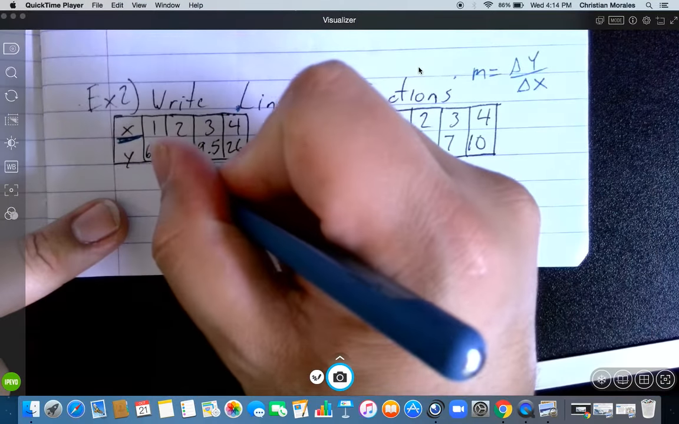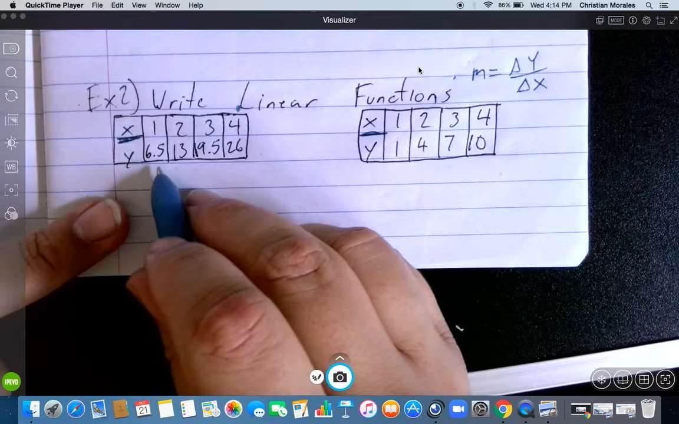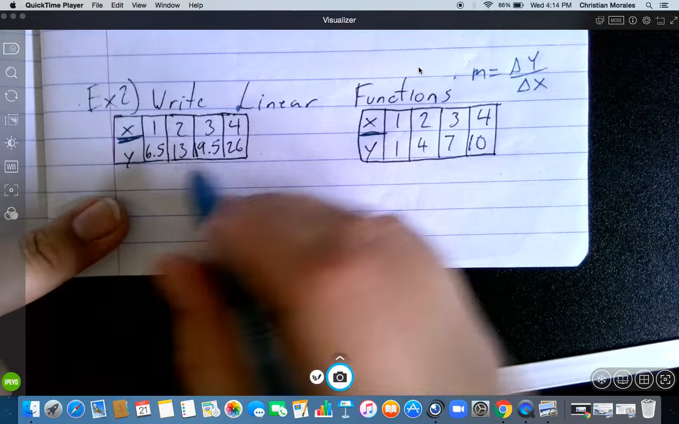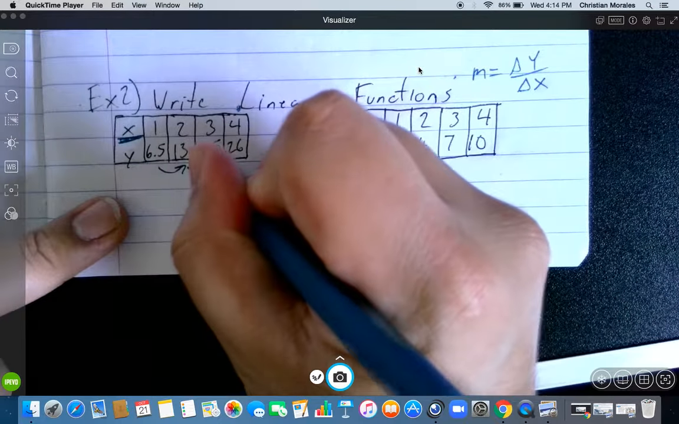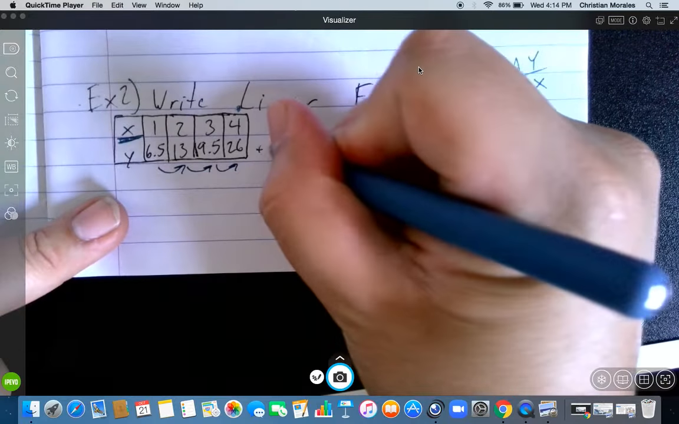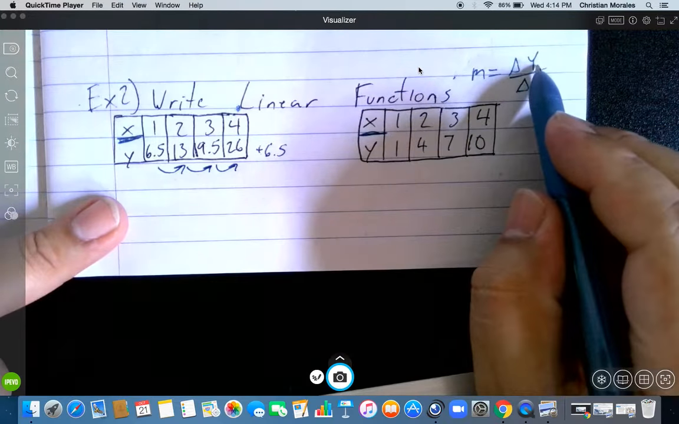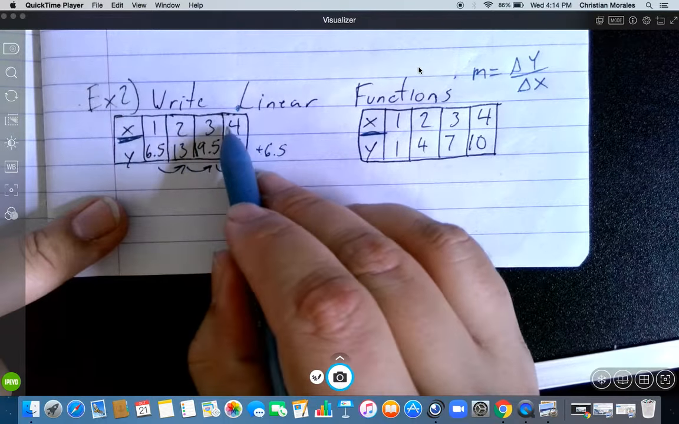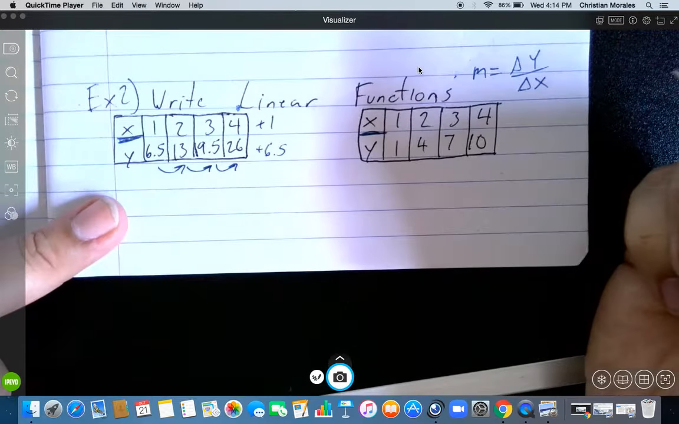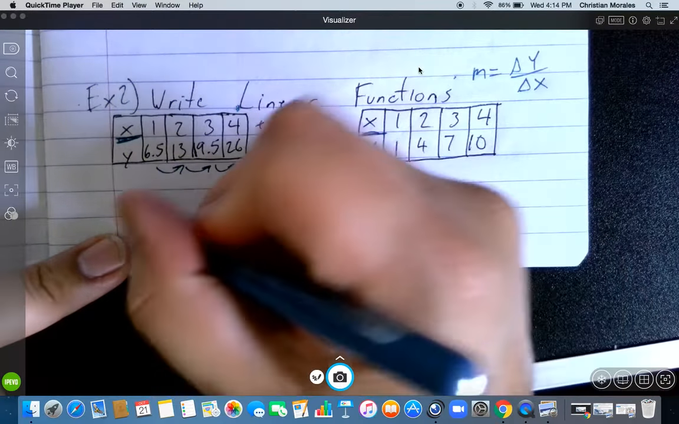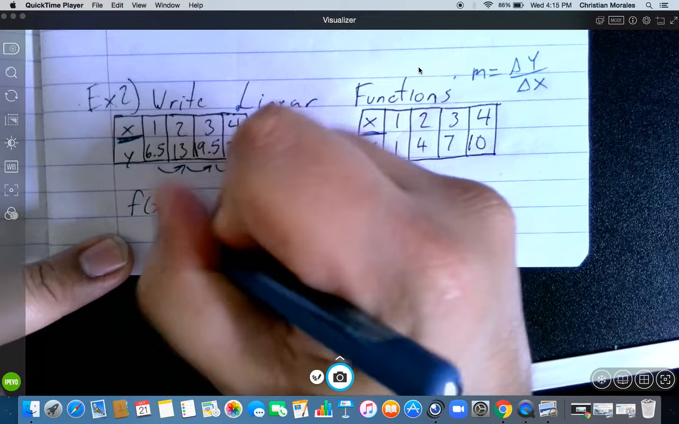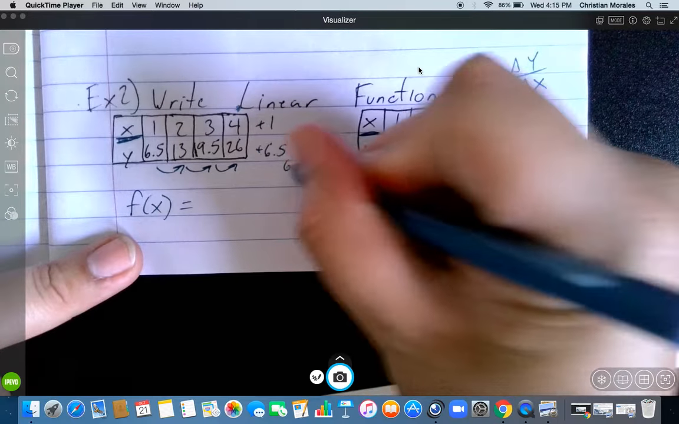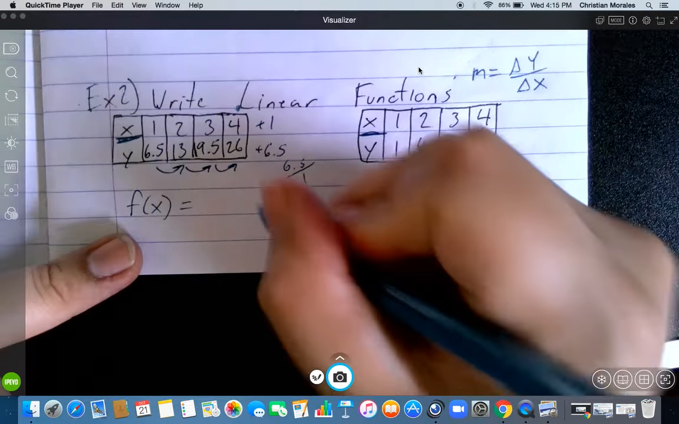So if I do 13 minus 6.5, I'm going to get 6.5. So this is growing by 6.5. That's your change in y. Now your change in x, 1, 2, 3, 4, that's changing by 1. So when you write your function, your slope would be 6.5 over 1, or just 6.5.